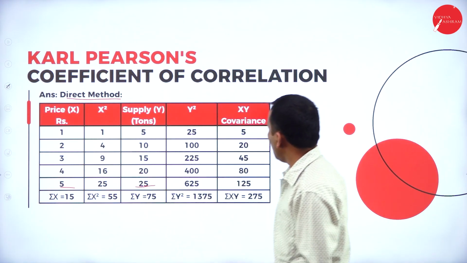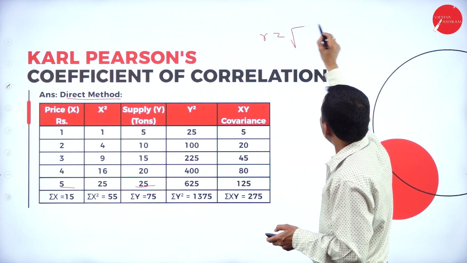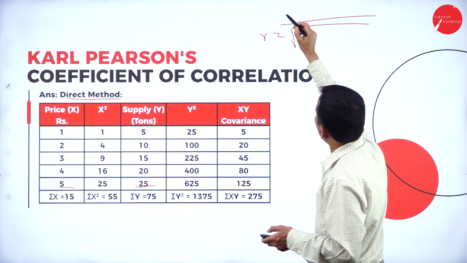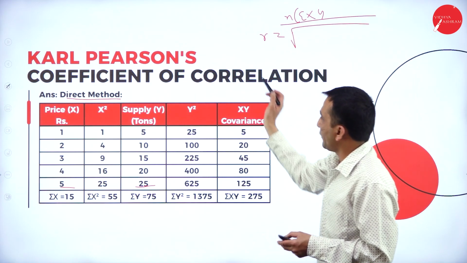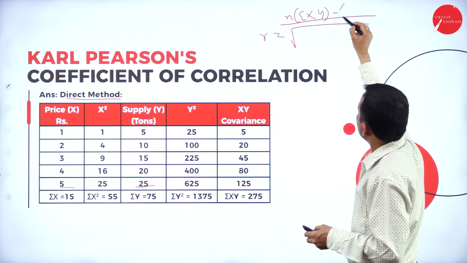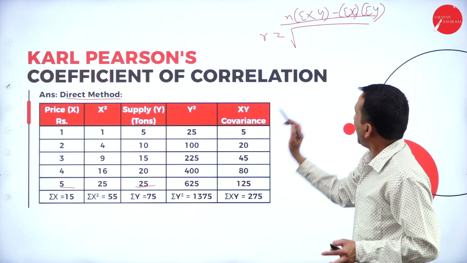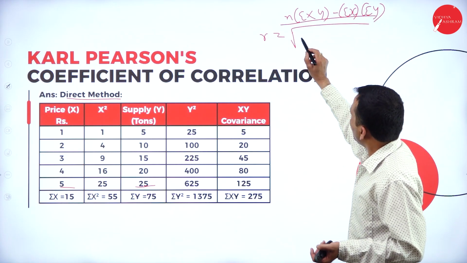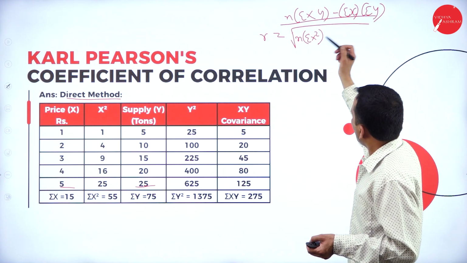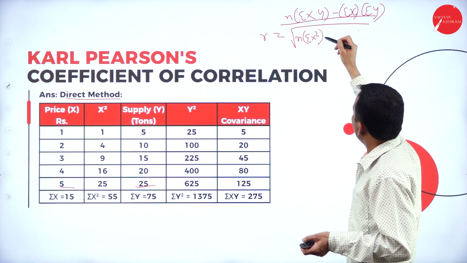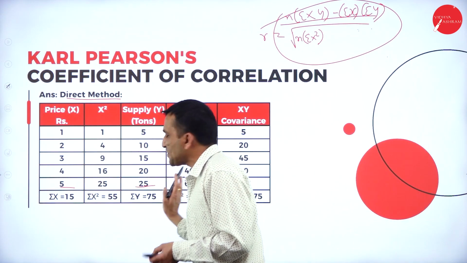According to the formula, r is equal to the numerator: n into sigma xy minus sigma x into sigma y. On the left side of the denominator we start from x, sigma x square, and here the same for sigma y square. According to the formula, we are trying to construct the table.